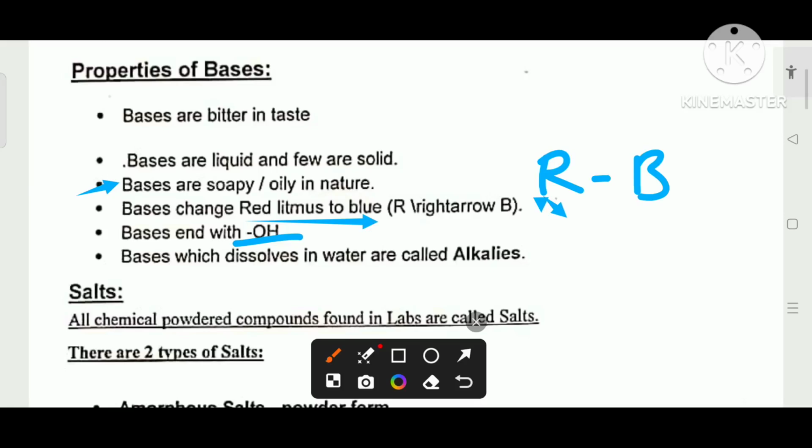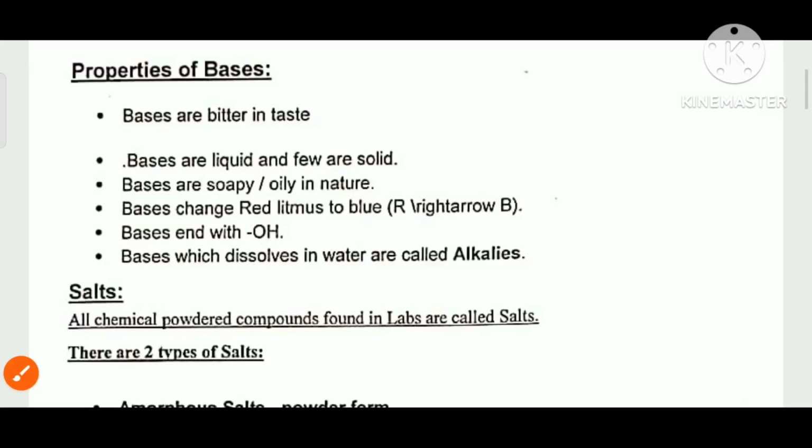Bases which dissolve in water are called alkalis. This is also an important definition. What are alkalis? Here you have to write: bases which dissolve in water are called alkalis. Okay, now let's move on to salts.